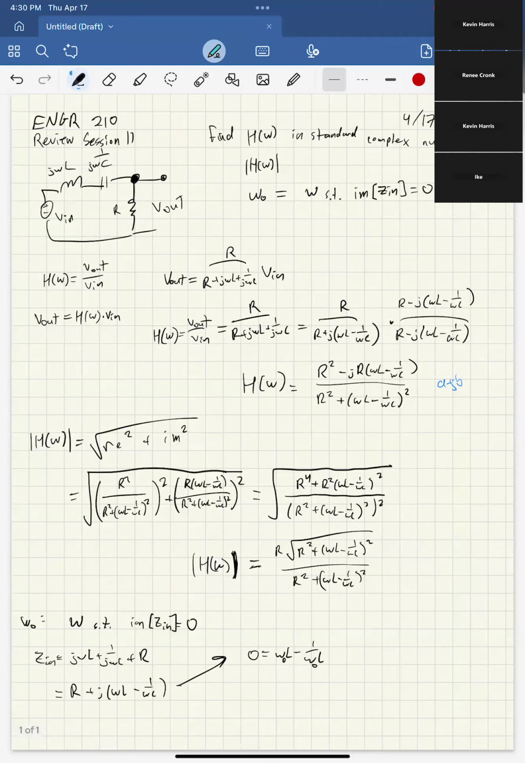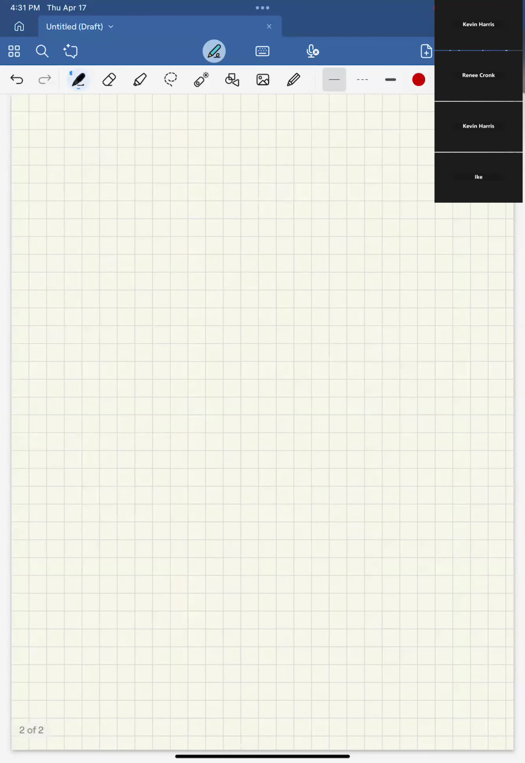So it's 1 over omega naught C equals omega naught L. You multiply stuff together, divide over the L, multiply the omega, and you get omega naught squared equals 1 over LC. And so finally, your omega naught equals the square root of 1 over LC. Very cool. And I think you've seen this before when you were doing some other stuff in the class. So that's how you do that question on the quiz.